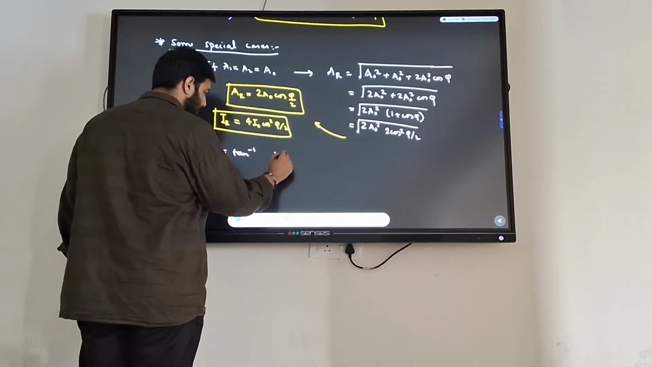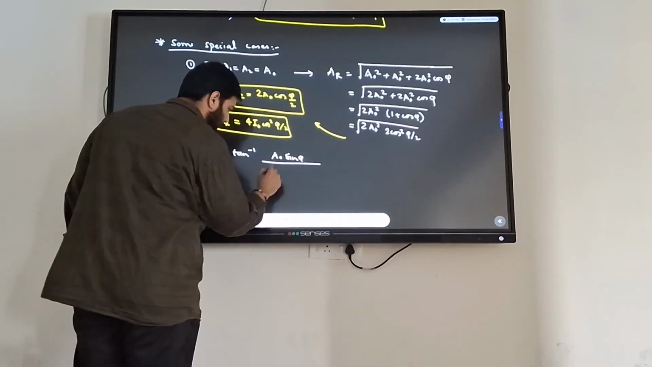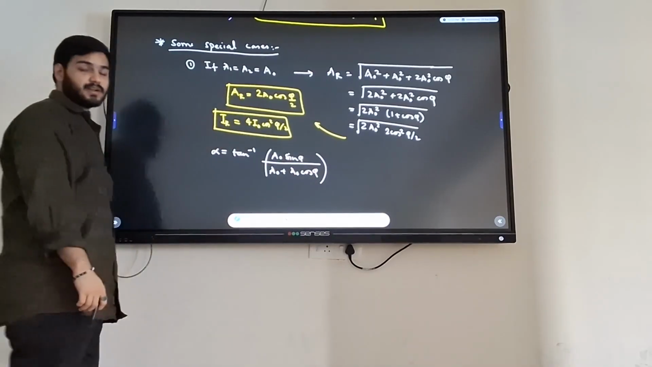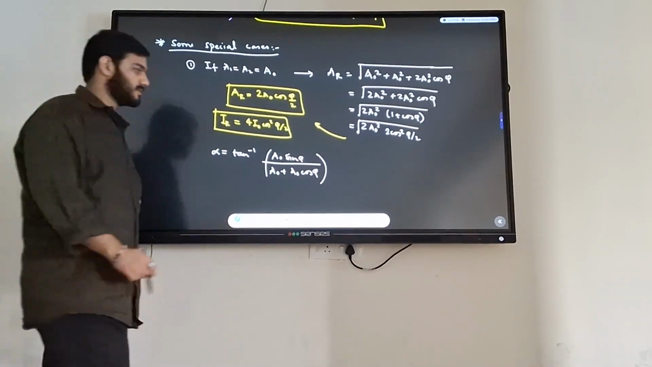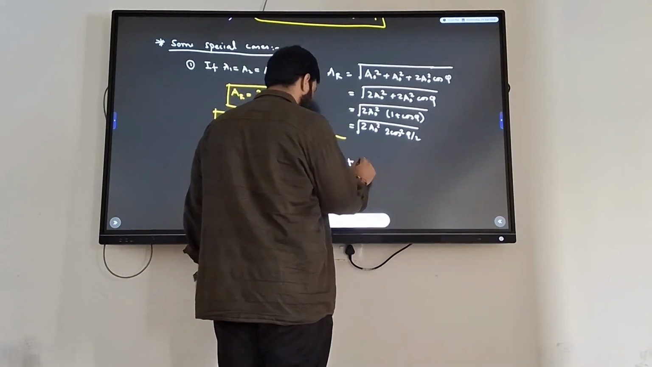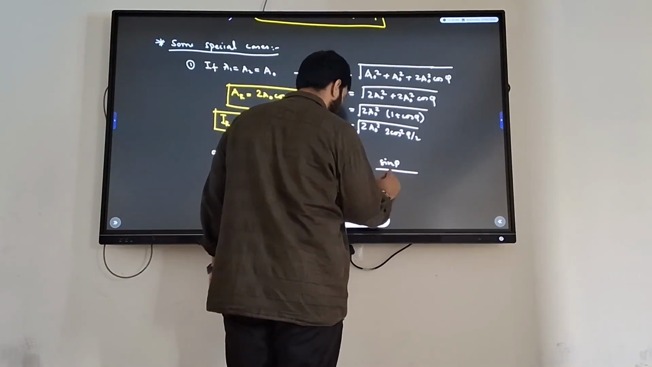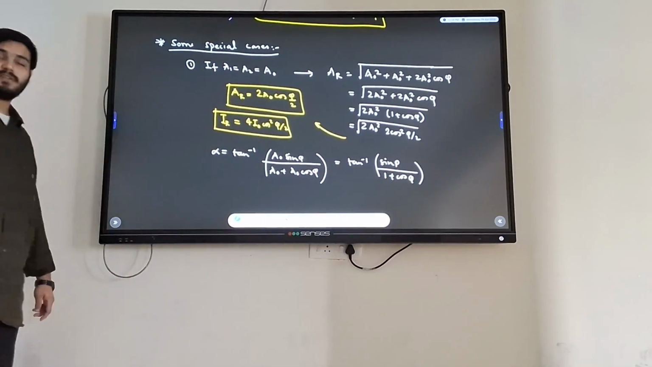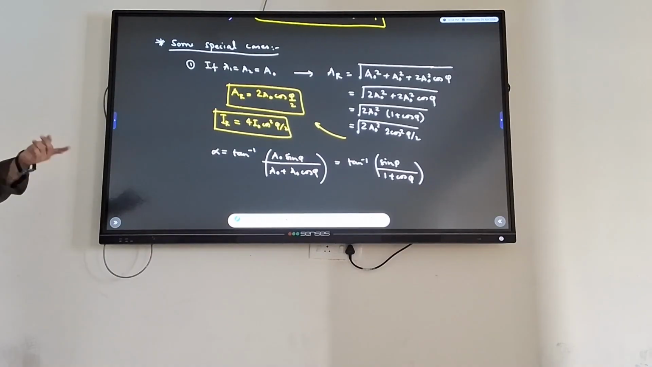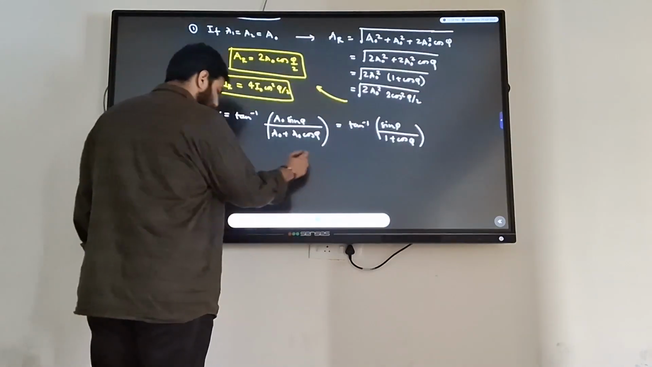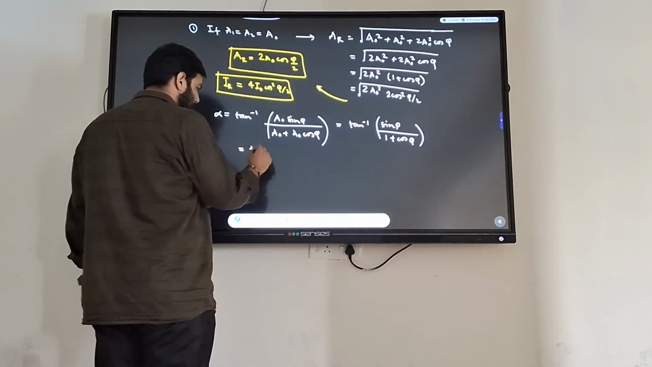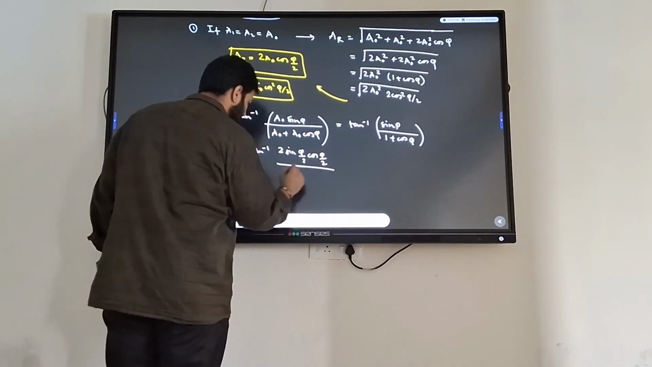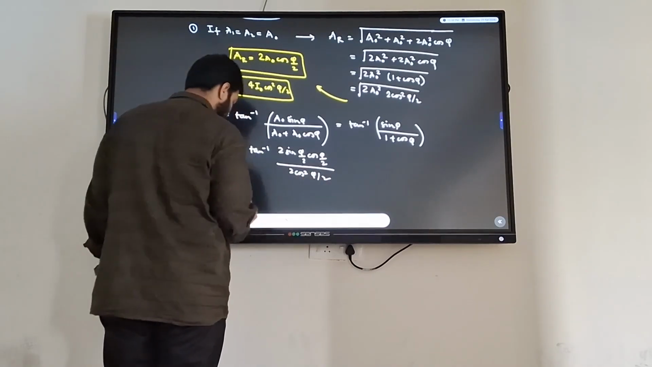That's a naught sin phi divided by a naught plus a naught cos phi. But the a naught cancels, and then what do you get? 1 plus sin phi by 1 plus cos phi. But what is 1 plus cos phi written as? 2 cos square phi by 2. What can sin phi be written as? 2 sin phi by 2 cos phi by 2. Yes, that is also a half angle formula. So I think I will get tan inverse of 2 sin phi by 2 cos phi by 2 divided by 2 cos square phi by 2.